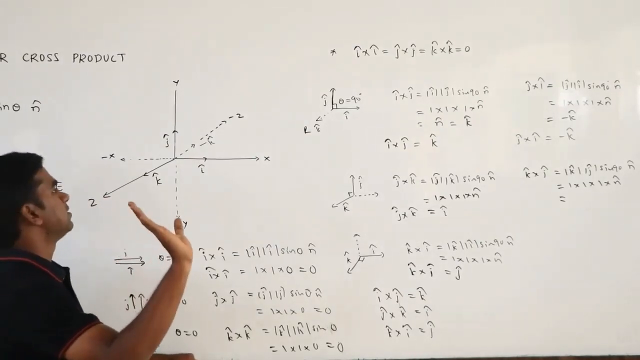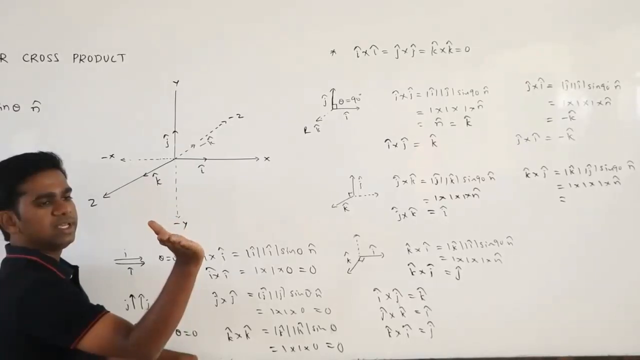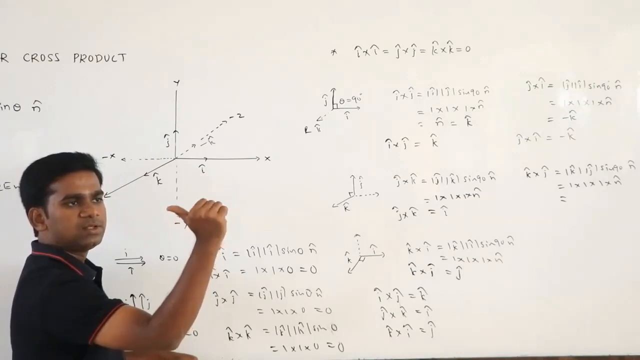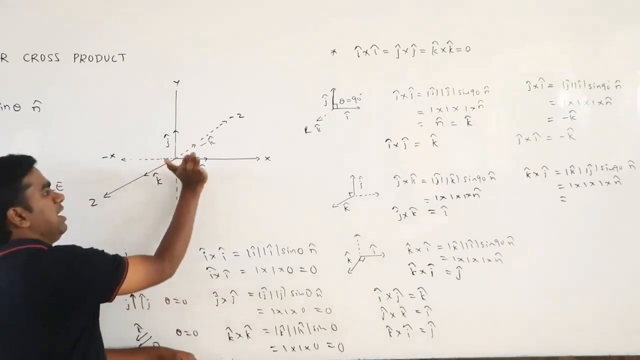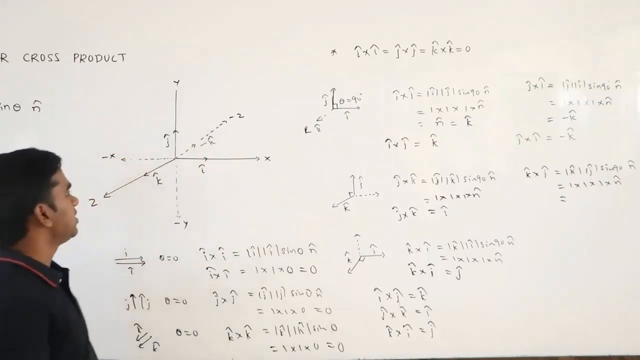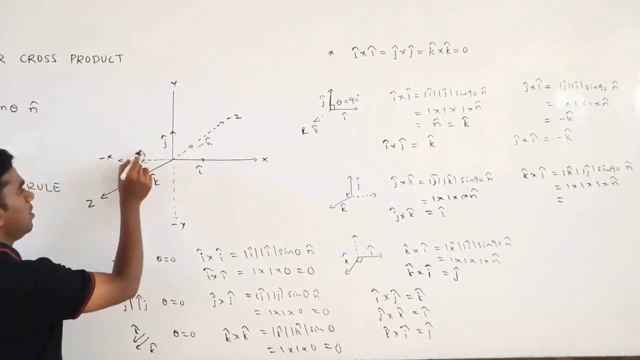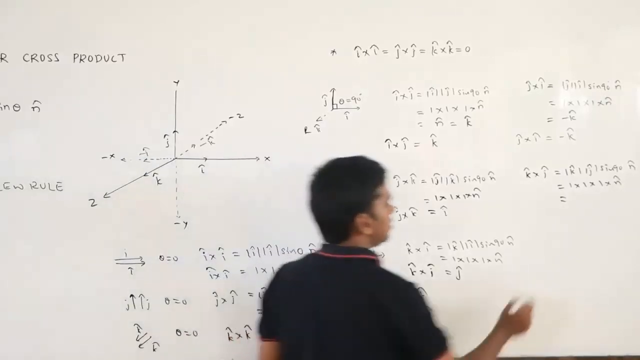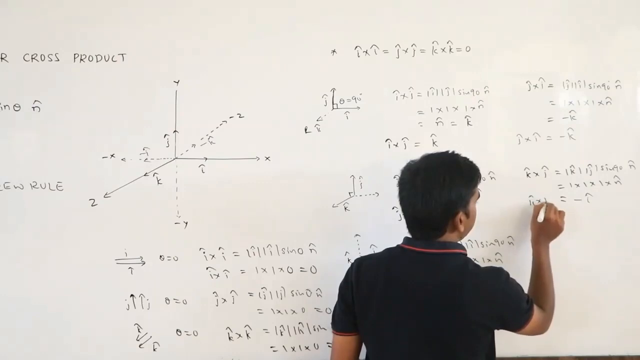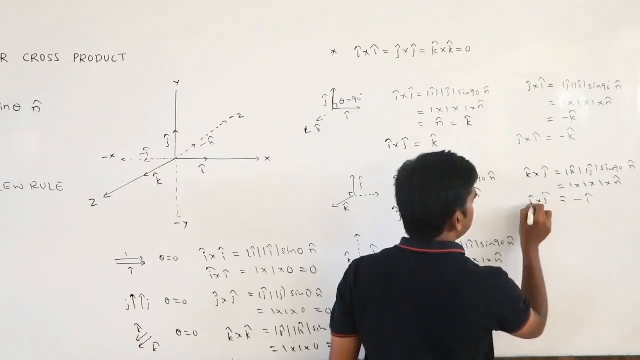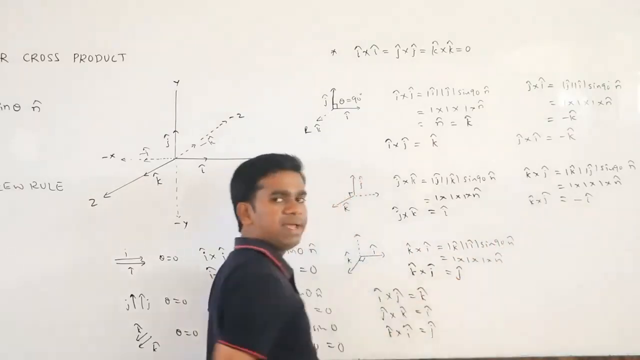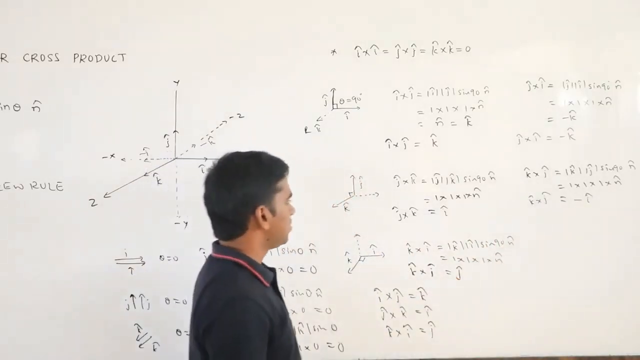Okay, so like this, k is towards you, k to j, j is above. This is k, k to j. So the resultant is along this, k to j. So the resultant is along negative x. Negative x means what? It is going to be minus i cap. So k cross j is going to be minus i cap. j cross k is i, but k cross j is minus i. Okay, so remember this, very very important.